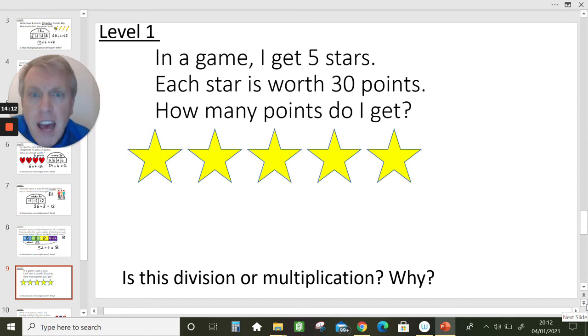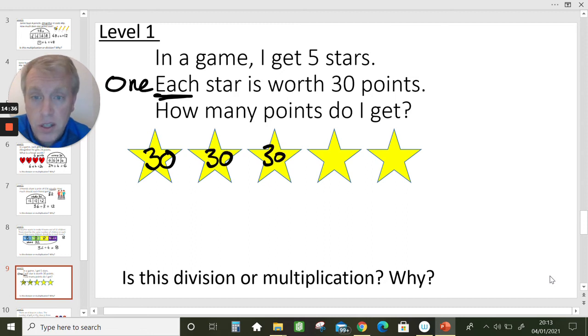In a game, I get 5 stars. Each star is worth 30 points. How many points do I get? Well, remember that word each? It means every or 1 star. 30 points for this star, 30 points for the next one, 30. It doesn't mean altogether 30 stars. So how many times is it the number 30? 1, 2, 3, 4, 5.